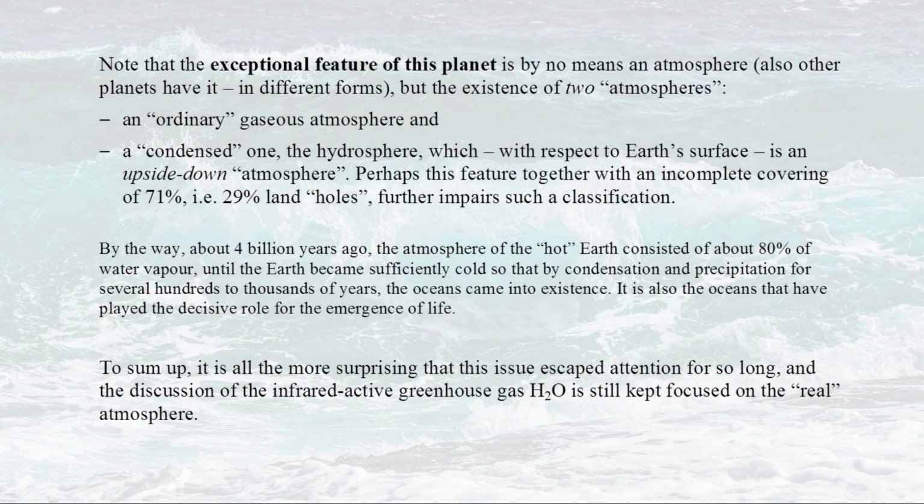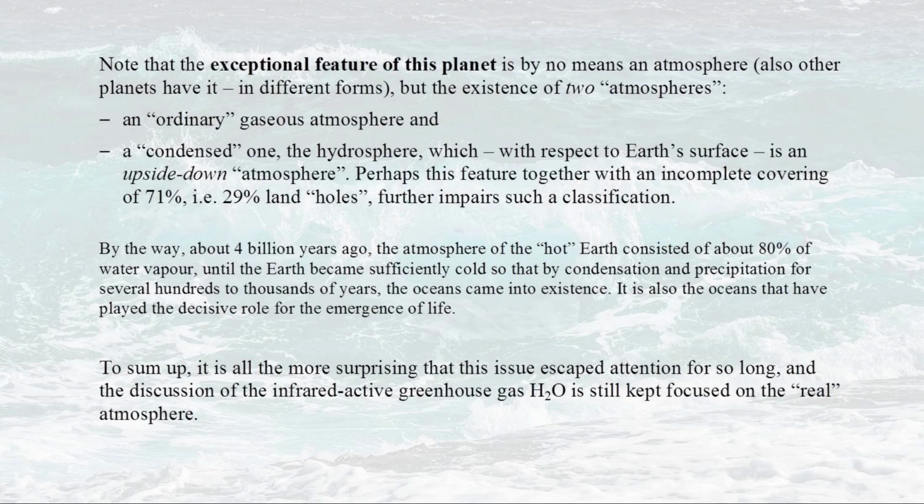Note that the exceptional feature of this planet is by no means an atmosphere. Also other planets have it, in different forms. But the existence of two atmospheres, an ordinary gaseous atmosphere and a condensed one, the hydrosphere, which, with respect to Earth's surface, is an upside-down atmosphere. Perhaps this feature, together with an incomplete covering of 71%, that is 29% land holes, further impairs such a classification.